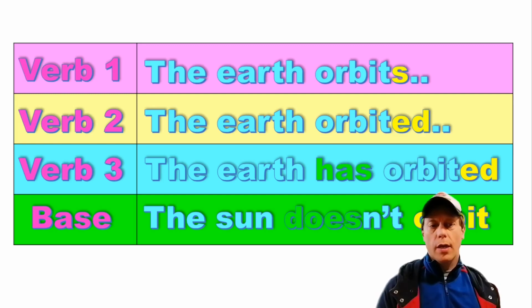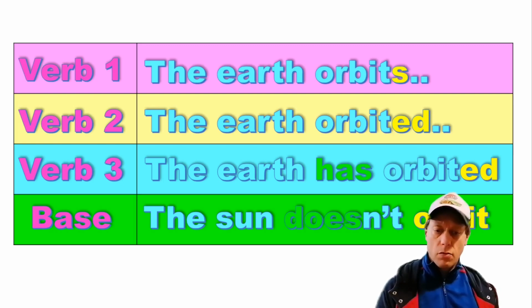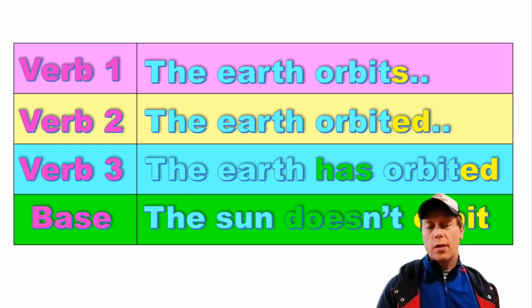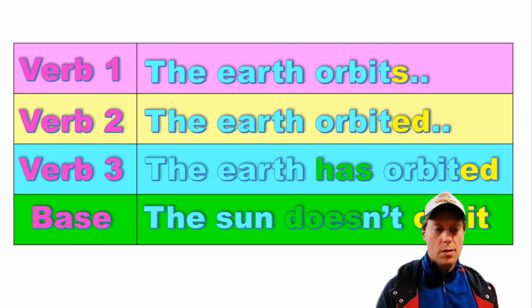Verb 2 is the past simple, so there's no auxiliary here, it's just the past simple, so a common suffix is ed. Verb 3 is the PP or past participle form, and it's conjugated with the have or has auxiliary to express a time period, and then the base form is used with the modal verbs and do. So as you can see, orbit has no suffix, it's just the basic form of the verb, or the original form. Alright, let's look at some examples.